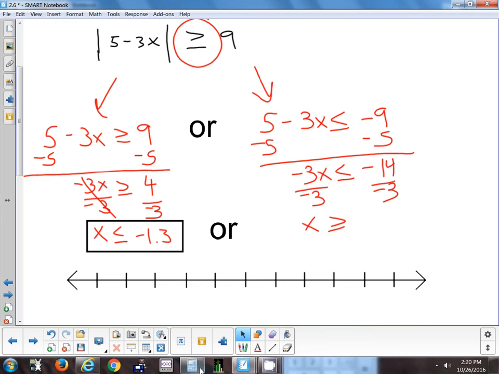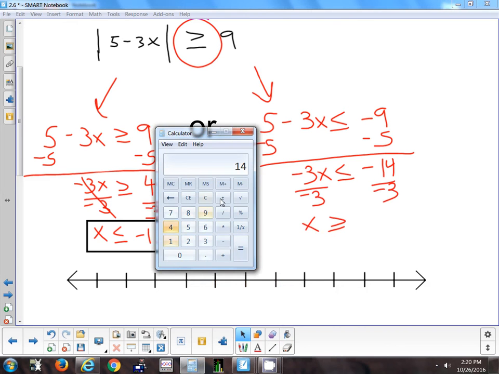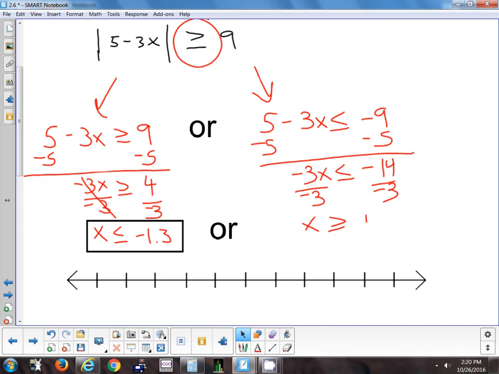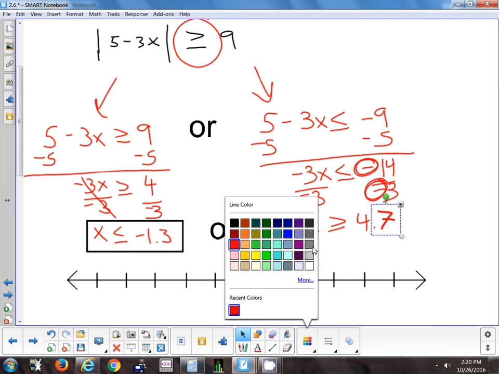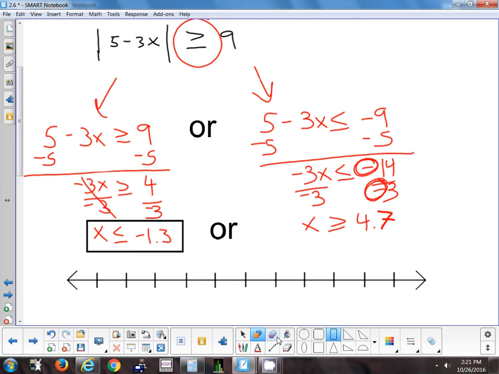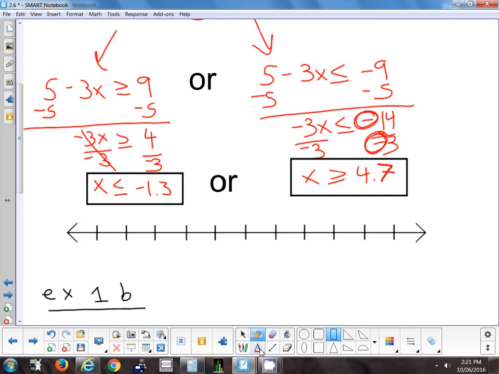Then Mr. Higgs is going to do that in his calculator. And again, because I'm dividing a negative by a negative, that's why I get a positive. I'll give you guys a second to get caught up. What happens if I just copy the other side? Sorry, I'm mistaken. You need to have both things. Jordy, you need to have both things. Both inequalities.